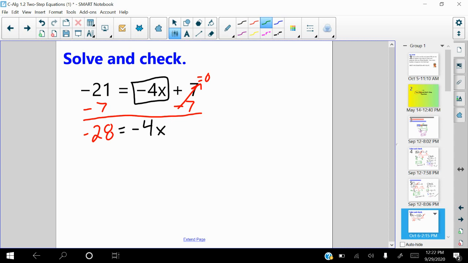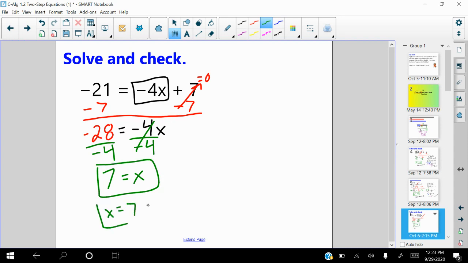Well, I want that x all by itself. I have negative 4, so I have to divide by the entire coefficient. Notice how that coefficient is a negative, so I'm dividing by the negative. That cancels out. Negative 28 divided by negative 4. Well, a negative divided by a negative is a positive. 28 divided by 4 is 7. So I get that x is equal to 7.